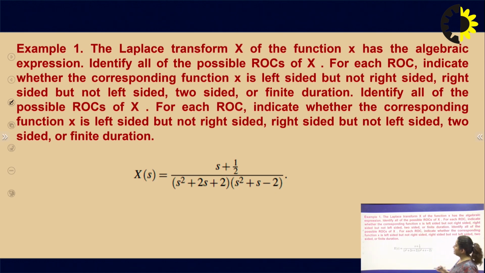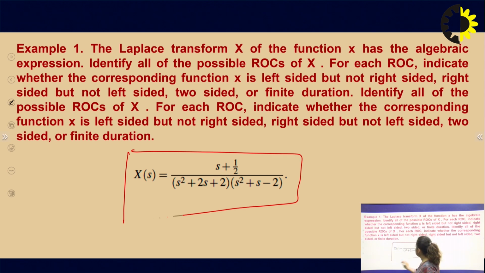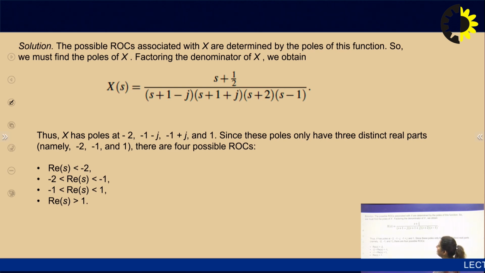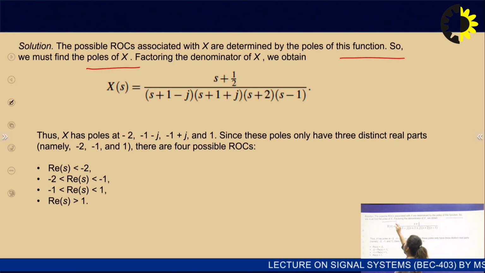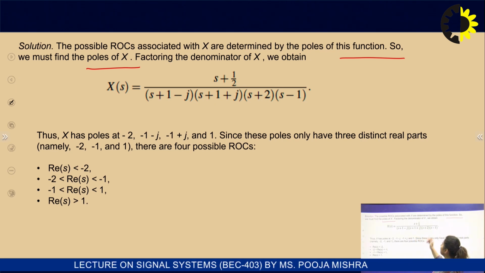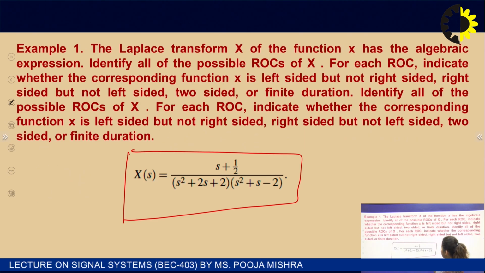So here the expression we have been given is X(s) equals (s plus 1) upon (s squared plus 2s plus 2) multiplied by (s squared plus s minus 2). So the solution: the possible ROCs associated with X are determined by the poles of this function. We must find the poles of X. Factoring the denominator of X, we can find s plus 1 minus j, s plus 1 plus j. Similarly, s plus 2, s minus 1, because we have an expression like this.